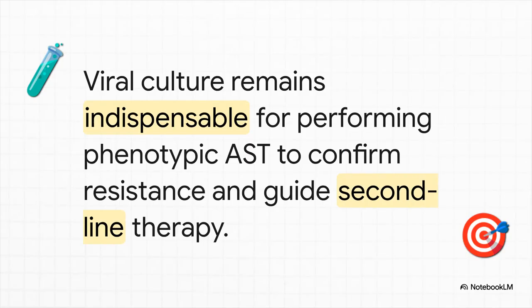And this brings us full circle, right back to a vital point for the lab. To actually confirm resistance and guide second-line therapy, we need to do phenotypic testing. And for that, we absolutely need a live virus isolate from cell culture, typically grown on lines like A549 or Vero cells, until we see that classic cytopathic effect. This is the reason why viral culture, despite its diagnostic limitations, remains indispensable whenever we suspect treatment failure.